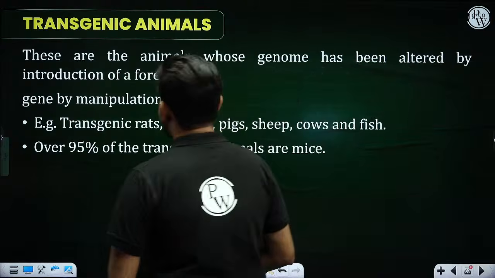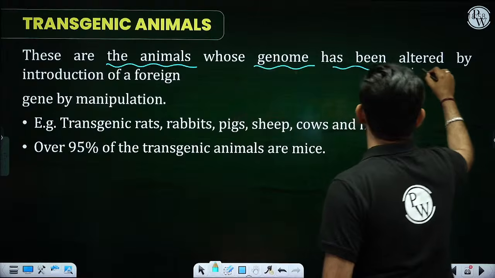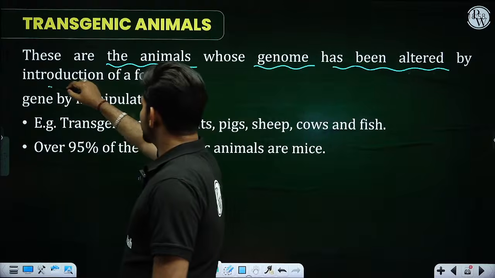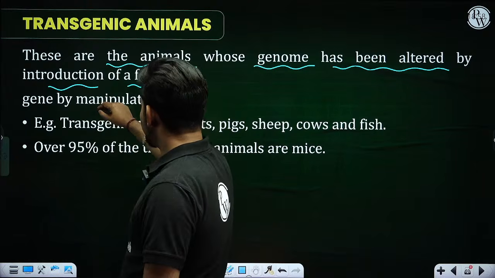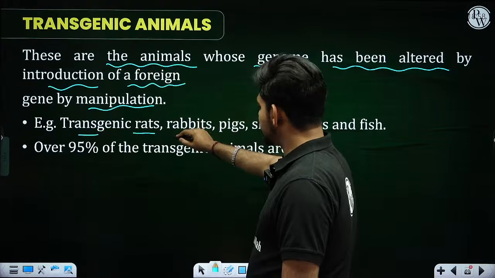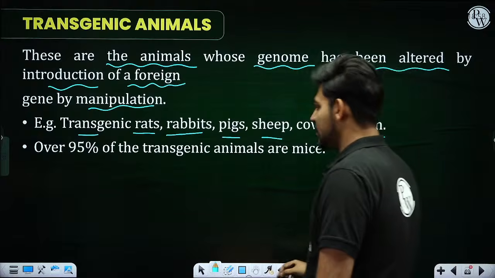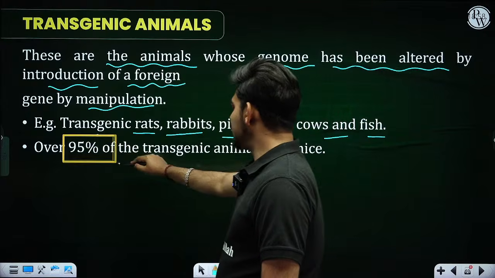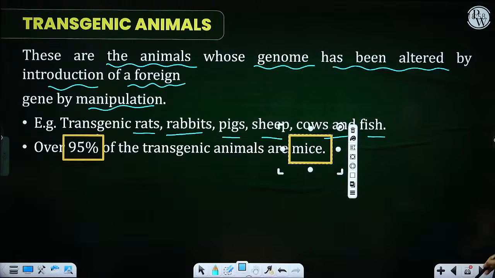Now we will talk about transgenic animals. These are the animals whose genome has been altered by introducing a foreign gene by manipulation. Like transgenic rats, we have produced transgenic rats, rabbits, transgenic pigs, sheep, cows and fish, and you need to remember this, over 95% of the transgenic animals are mouse.